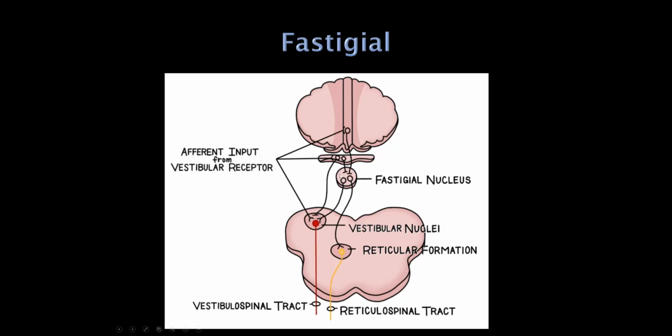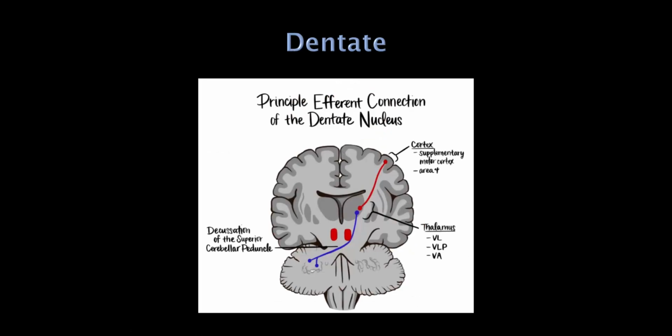Also, you want to associate the vestigial nuclei with the flocculonodular lobe, which via communication with the vestibular nuclei is very important for control of eye movements. And so we'll see that a lesion here will also result in nystagmus and eye movement abnormalities. Okay, I'm going to skip over the emboliform and globose because I think those are less important.